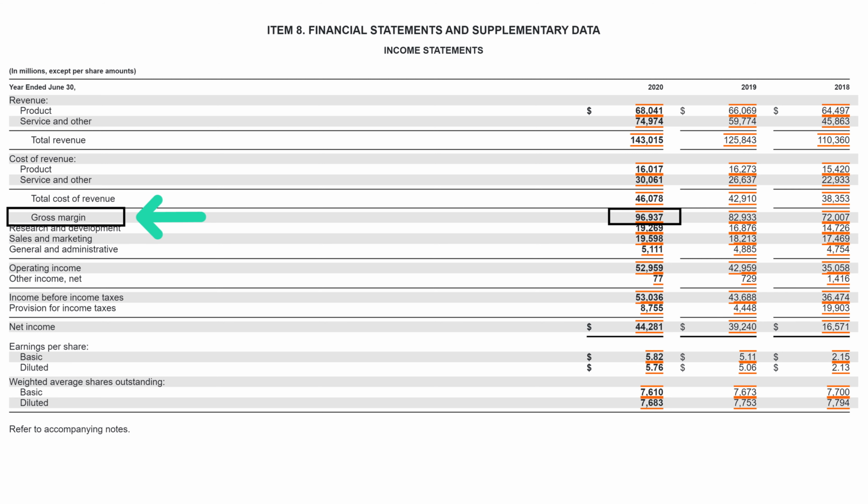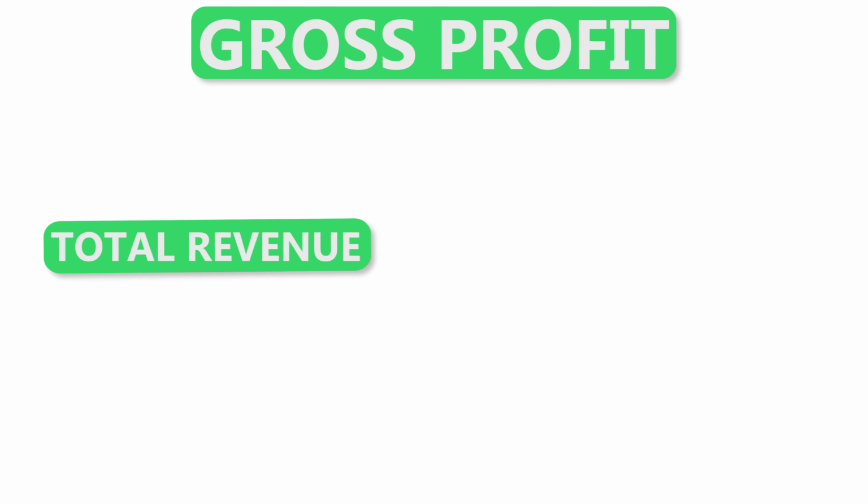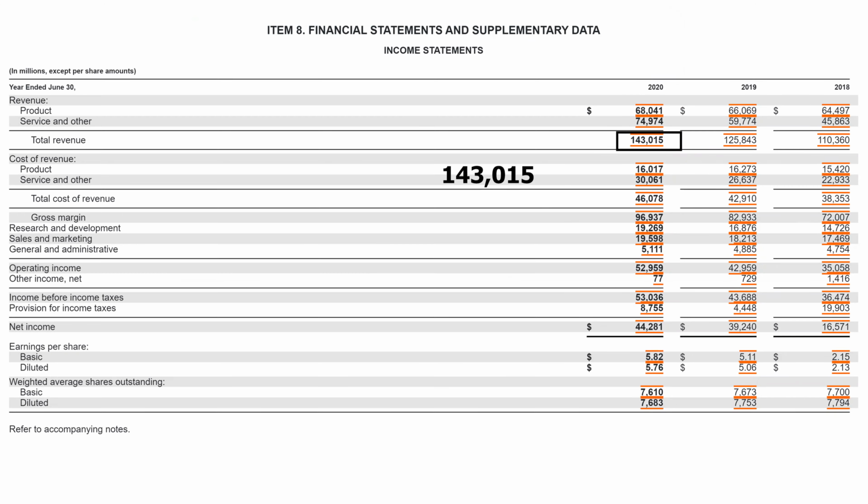Next, we have gross margin, also known as the gross profit. Now, the gross profit is simply just the total revenue minus the cost of revenue. So in Microsoft's case, we have a total revenue of $143 billion minus $46 billion of cost of revenue, and we finally arrive at the $96 billion of gross profit.